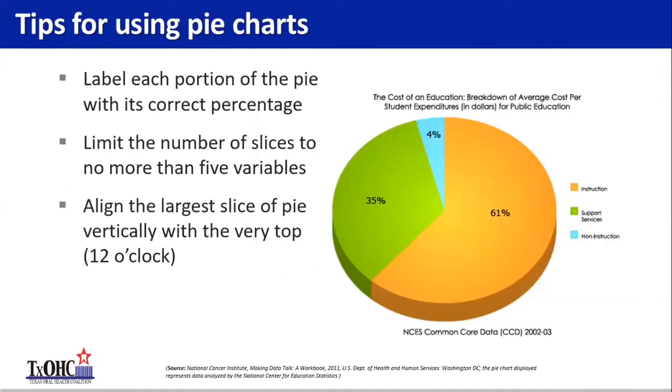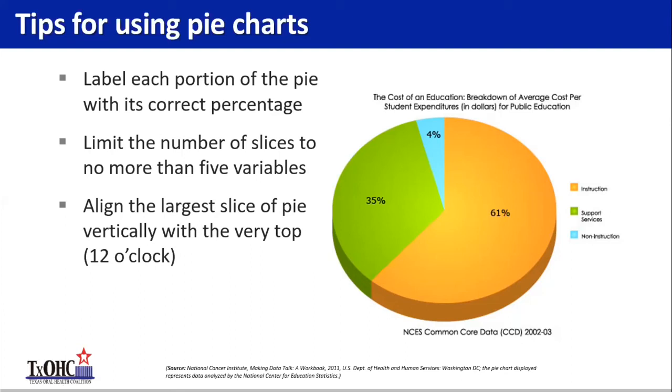Pie charts are very popular. A lot of people make them when they're doing slides and PowerPoint presentations and so on. You see the header there, the cost of an education, that's good. You also see that the percentages are labeled, right? So they don't just have a kind of orangey brown color. They tell you that represents 61%, which is important to do as well.